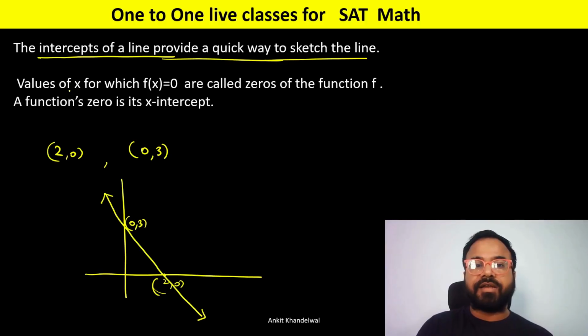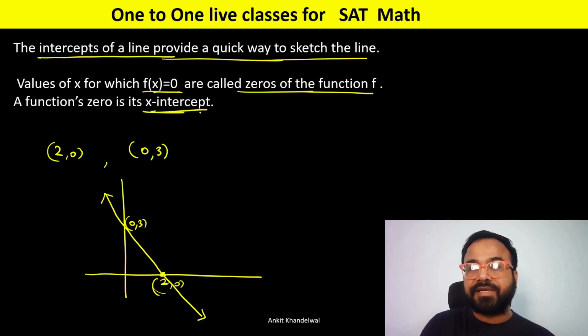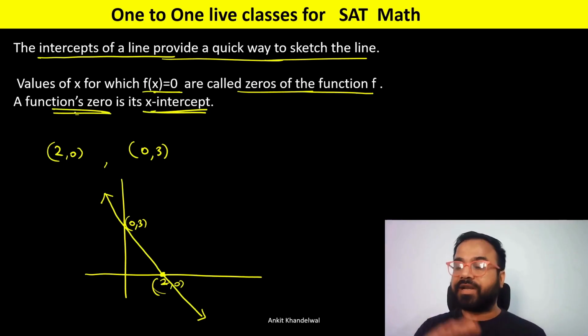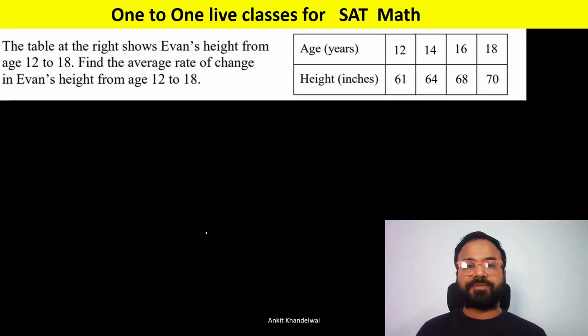Right. Now second thing, the values of x for which f(x) equals 0 are called the zeros of the function. Those values of x which make the value of the function 0, or you can say the x-intercepts. Because at these x values the y value is 0, these are called the zeros of the function. So x-intercept and the zeros of the function are one and the same thing. So let's have some questions based upon this.